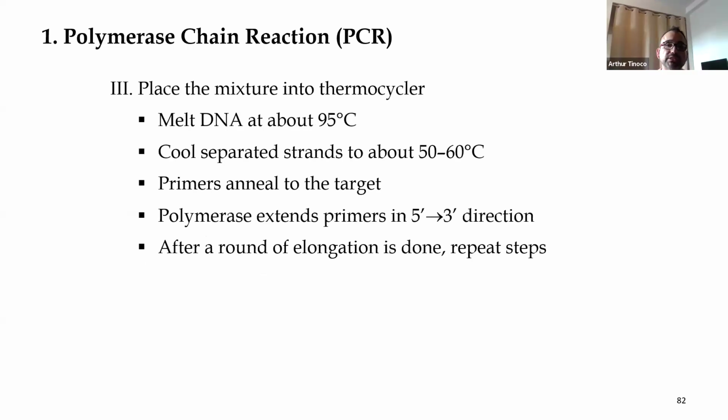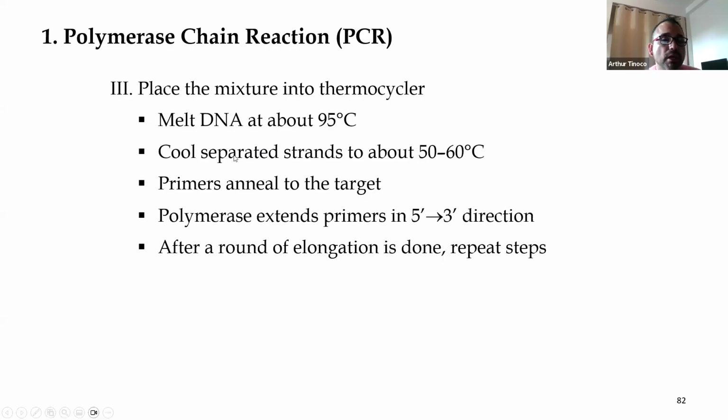Okay, so you place the mixture into a thermocycler. That's something that's going to facilitate controlled changes in temperature. So what is this process that you're controlling? First, you're going to introduce a 95-degree round, which is a very high temperature. What that's going to do is melt your DNA. Then, in this process, you're going to have separated strands.